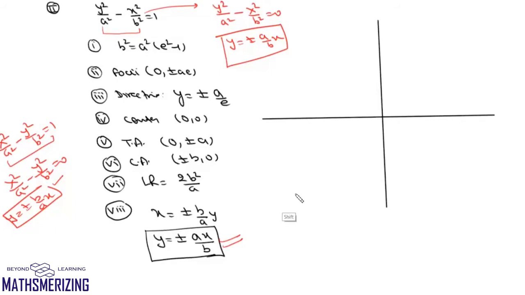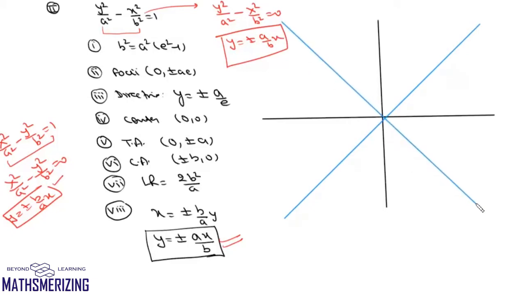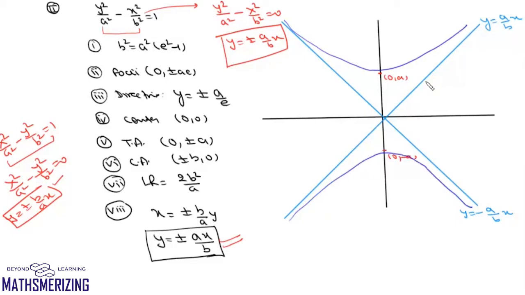We'll draw the asymptotes first. One of them is y equals a upon b x, and the other one is y equals minus a upon b x. Now the vertices are 0 comma plus minus a. They are on the y-axis, so it will be 0 comma a and 0 comma minus a. So now we can draw this hyperbola. This is how a hyperbola of the second form looks.